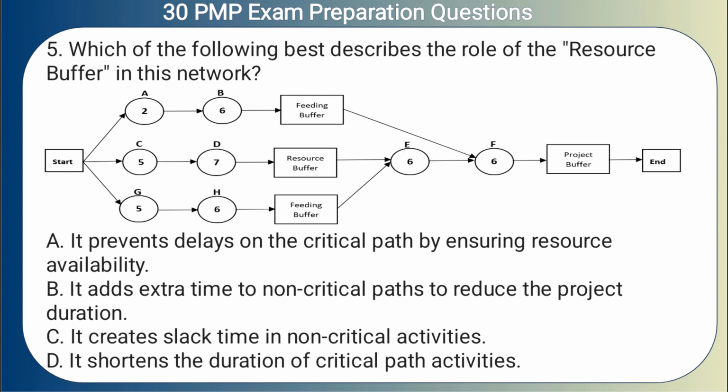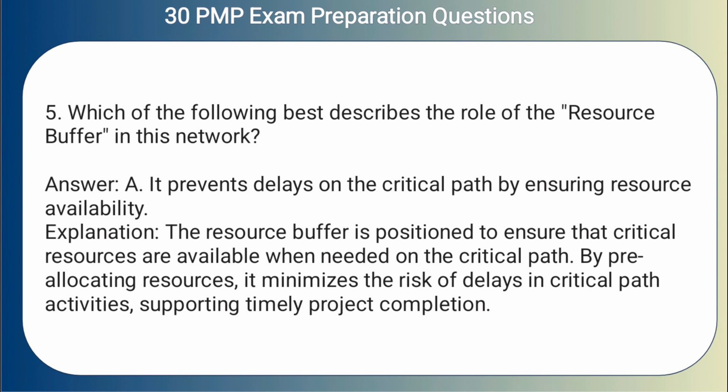5. Which of the following best describes the role of the resource buffer in this network? A. It prevents delays on the critical path by ensuring resource availability. B. It adds extra time to non-critical paths to reduce the project duration. C. It creates slack time in non-critical activities. D. It shortens the duration of critical path activities. Answer: A. It prevents delays on the critical path by ensuring resource availability.